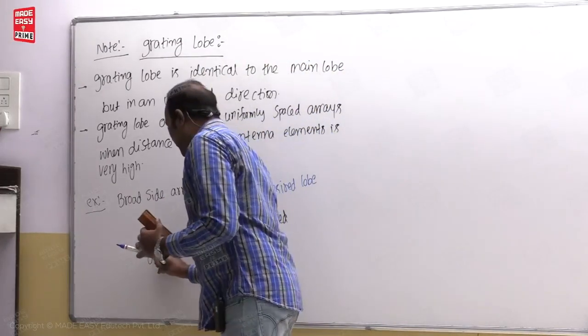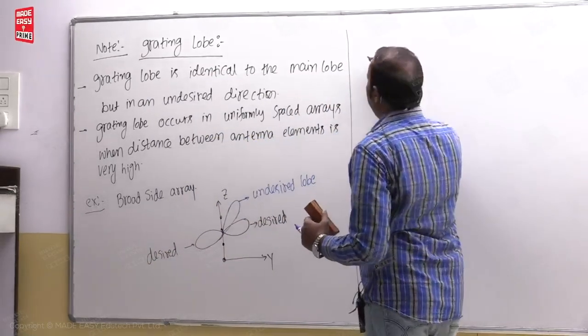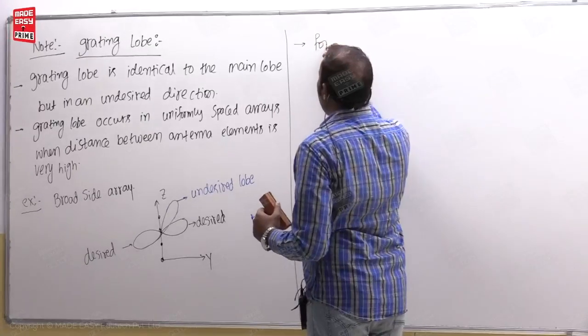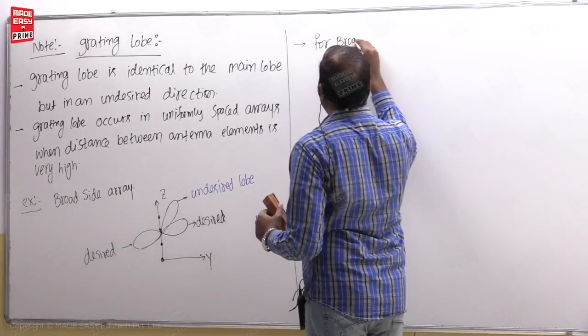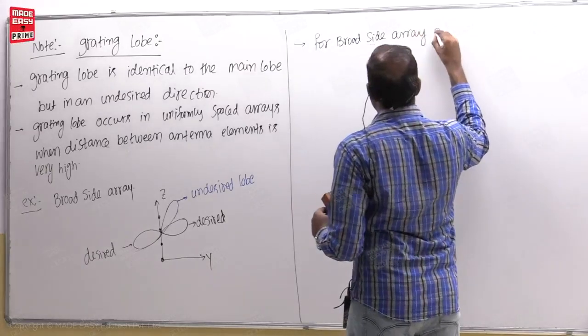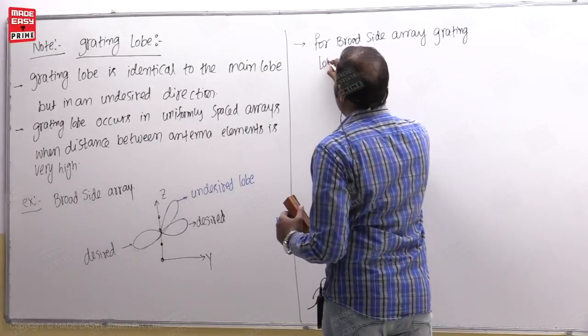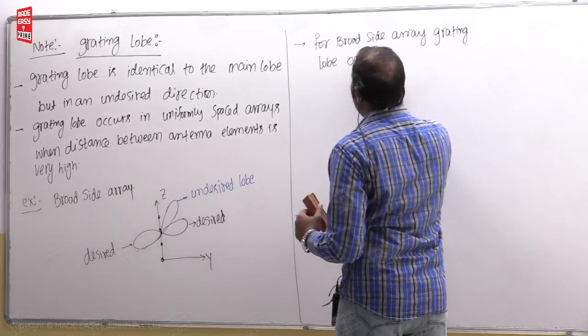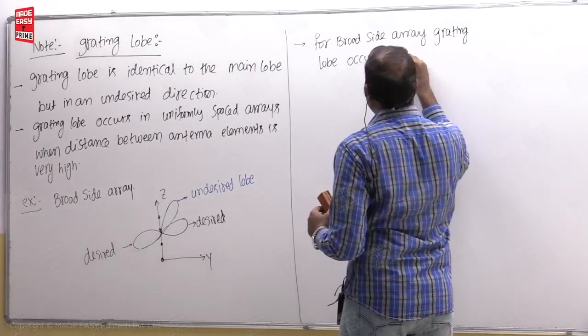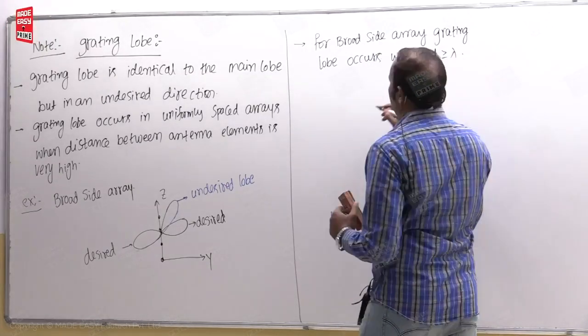So undesired one, this one. Now it is observed that for broadside array, grating lobe occurs when d is greater than or equal to lambda.